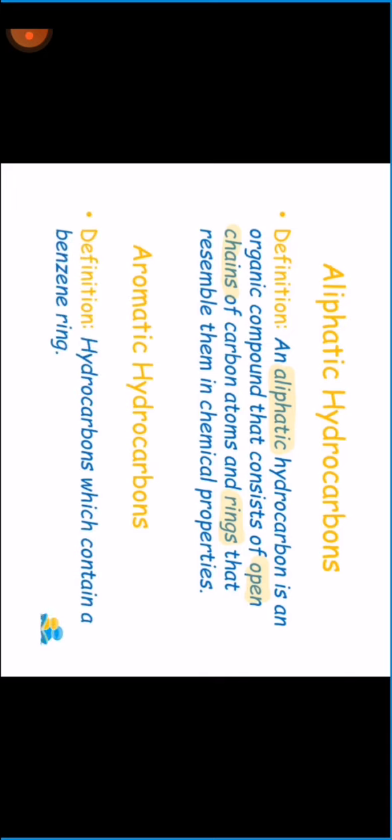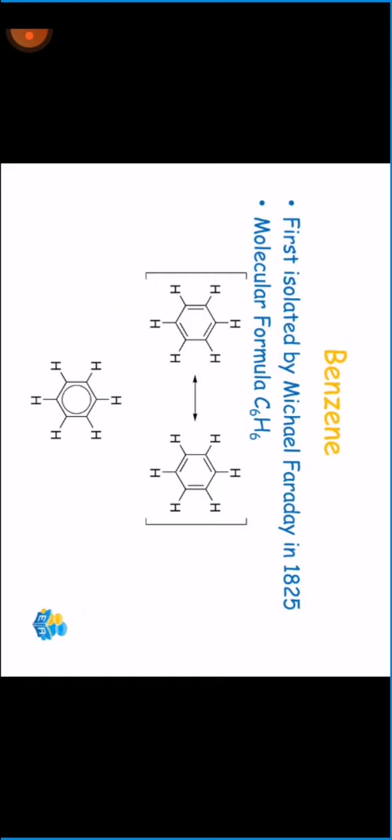But what we're going to briefly touch on now is aromatic hydrocarbons. And aromatic hydrocarbons contain something called a benzene ring. So let's look at what this means in closer detail. If we look at benzene itself, we can see that benzene was first isolated by Michael Faraday in 1825, and it has the molecular formula C6H6.